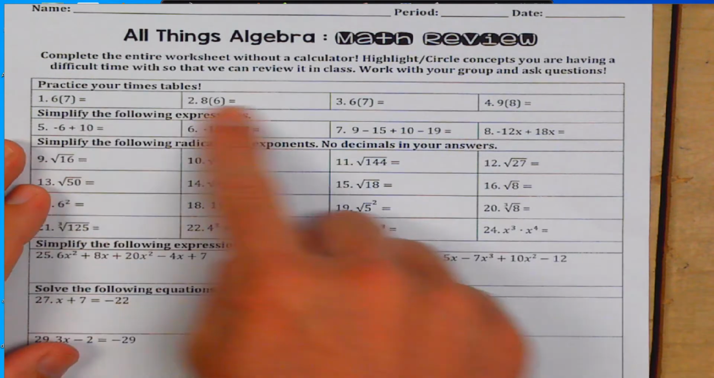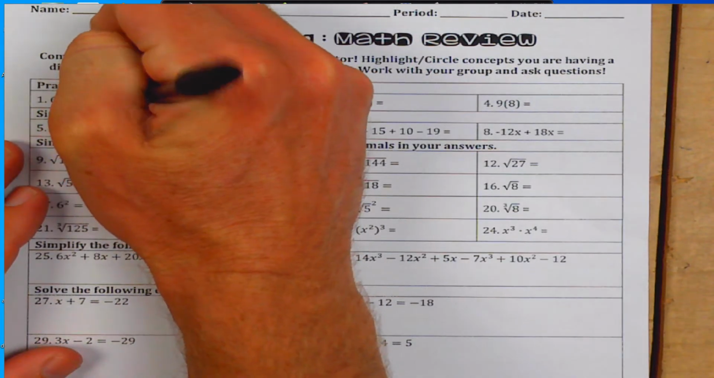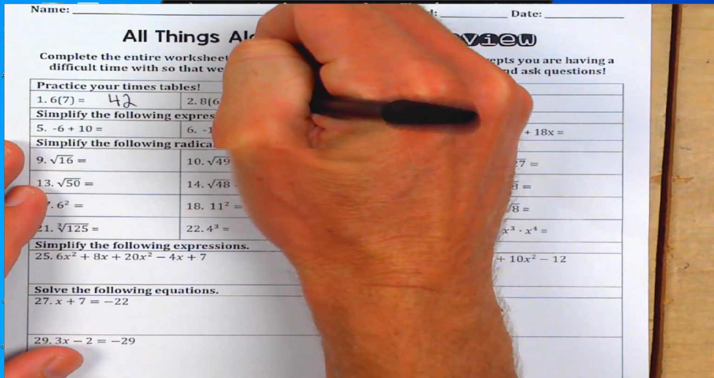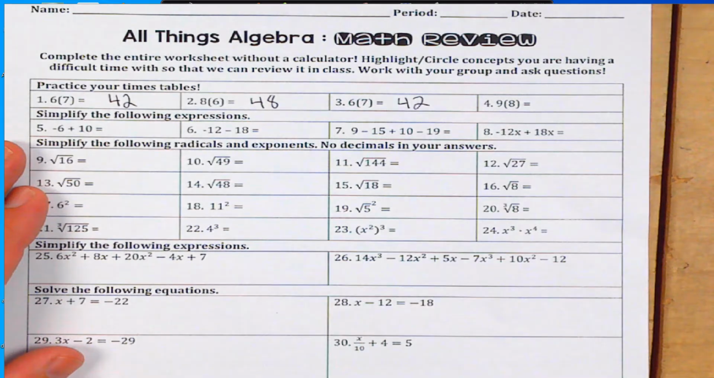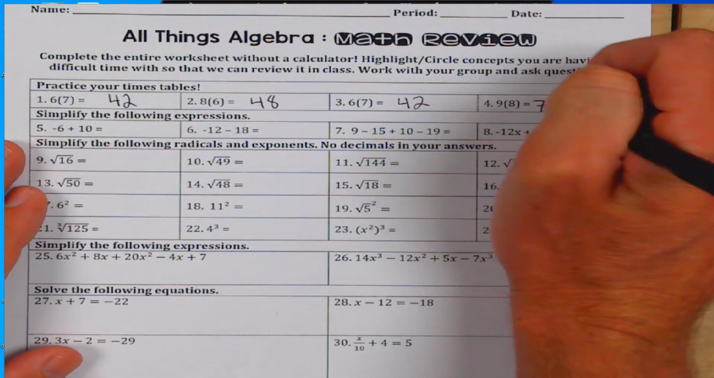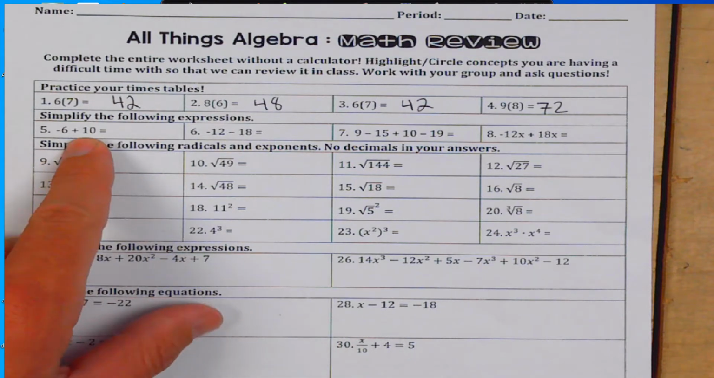So practice your times tables. Hopefully those are pretty easy for you guys. 6 times 7 is 42, 8 times 6 is 48, look at a double one. 9 times 8 is going to be 72, so pretty simple hopefully on those. Then these are simplifying expressions.